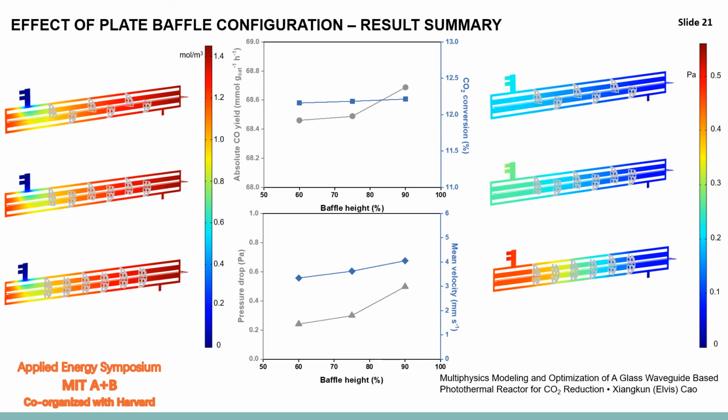Then we fixed the number of plate baffles to 6, and we studied the effect of plate baffle configuration. Basically, it's just three different percentages of the baffle openings, ranging from 60% to 75% to 90%. They have a pretty similar trend to the baffle numbers.